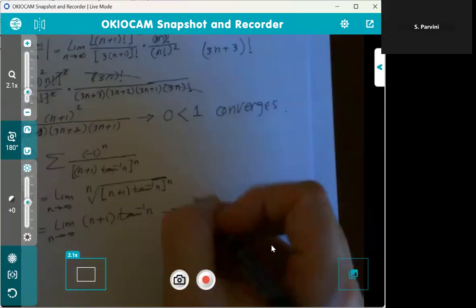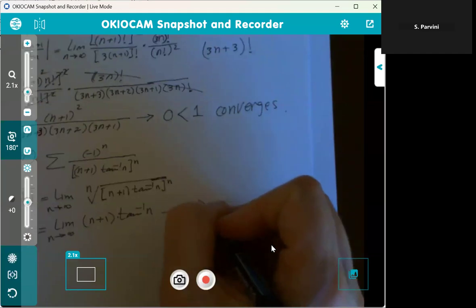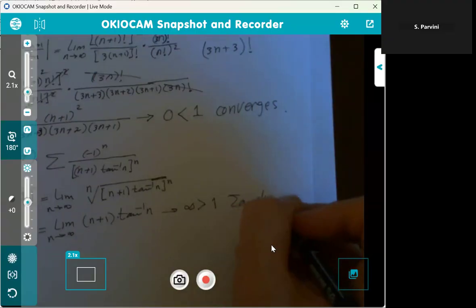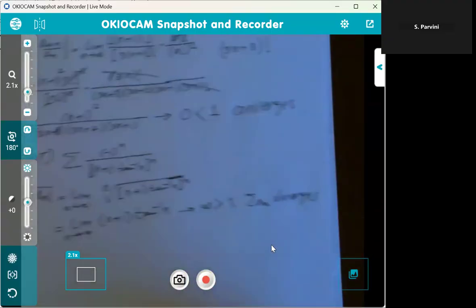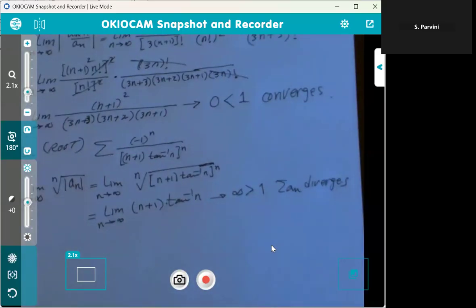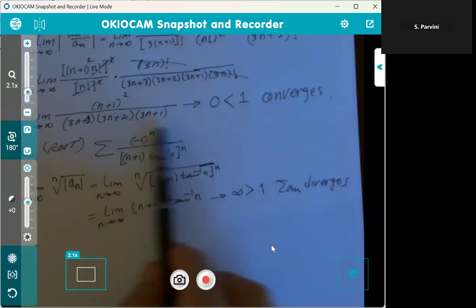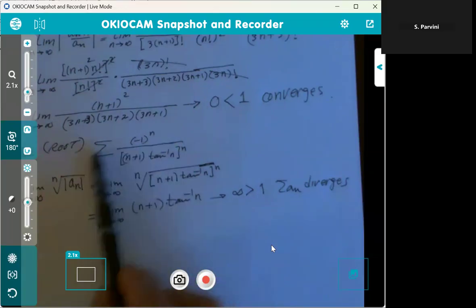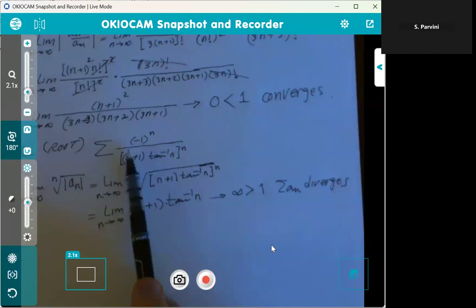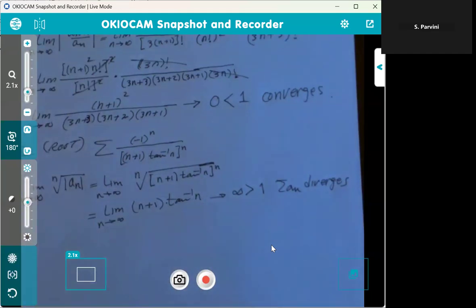All right. Again, if it's positive or infinity, this is greater than 1. Therefore, sigma a_n diverges. Okay, so by the root test, this thing diverges. Now, the absolute value of this series on its own, if you do this, it will be more complicated. If you want to do the alternating series test on this one, it will be more complicated.